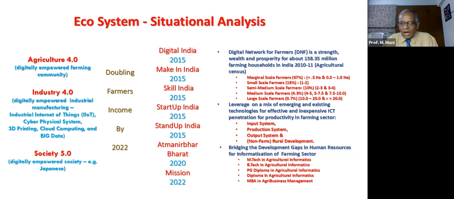So how to undertake digitization, how to get into digital transformation? You have to look into input systems, production systems, output systems and non-farm rural development. You have to train the farming community to apply digital technologies. But at the same time, you have to bridge the development gaps in human resources for informatization of the farming sector. That is through MTech in agricultural informatics, BTech in agricultural informatics, PG diploma in agricultural informatics, diploma in agricultural informatics, and MBA in agribusiness management.